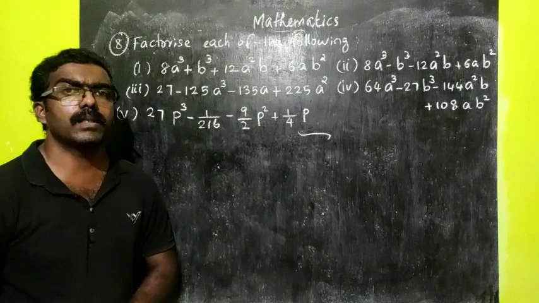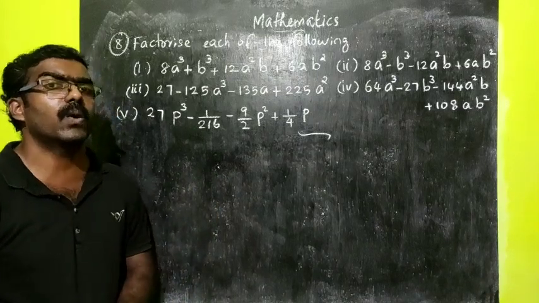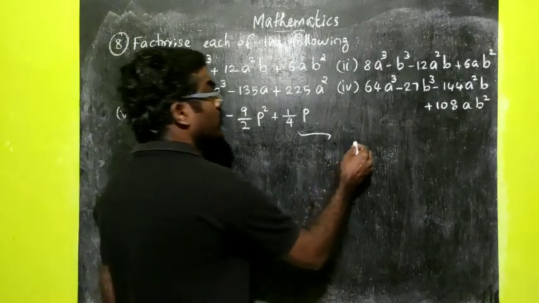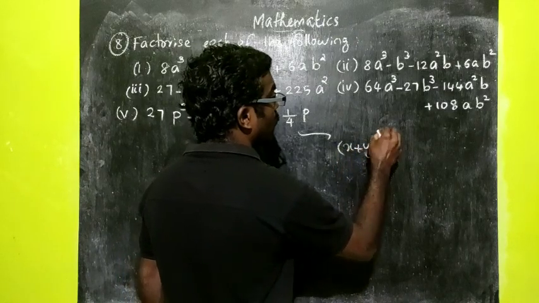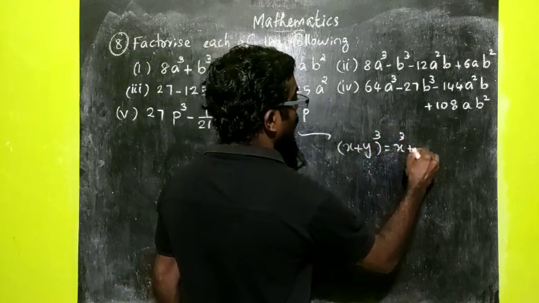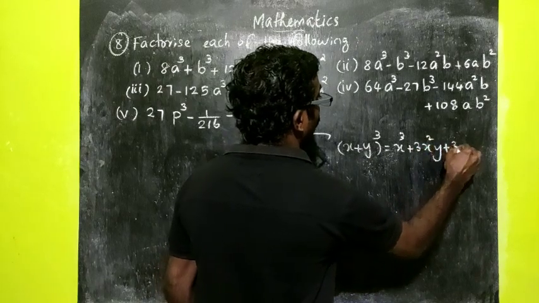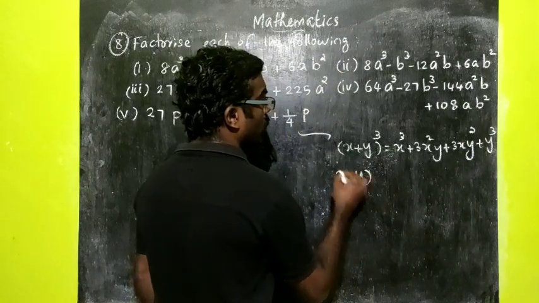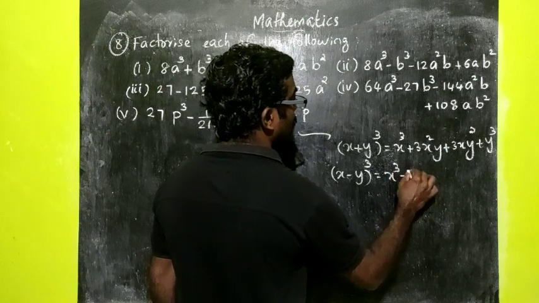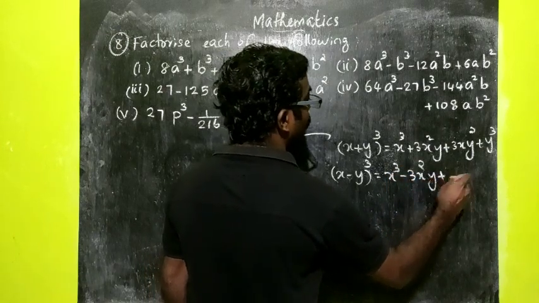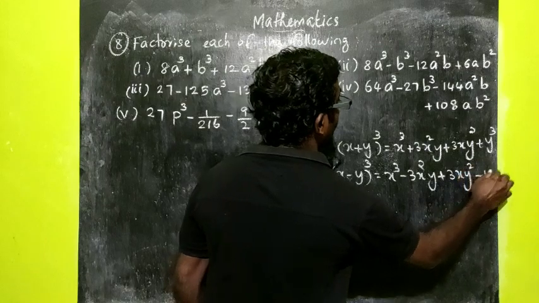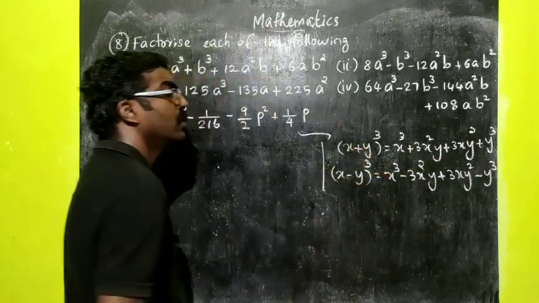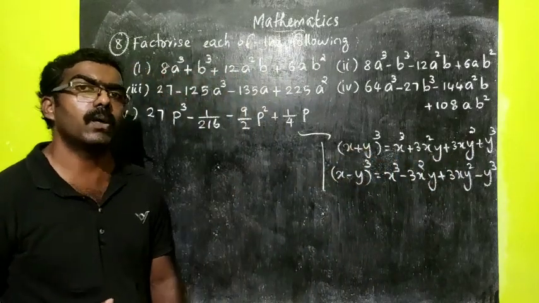So these expressions are all of the form (x + y) the whole cube and (x − y) the whole cube. And we know (x + y) the whole cube is equal to x cube + 3x square y + 3xy square + y cube. And (x − y) the whole cube is x cube − 3x square y + 3xy square − y cube. Here the expanded form is given. We have to convert it into (x + y) the whole cube or (x − y) the whole cube.